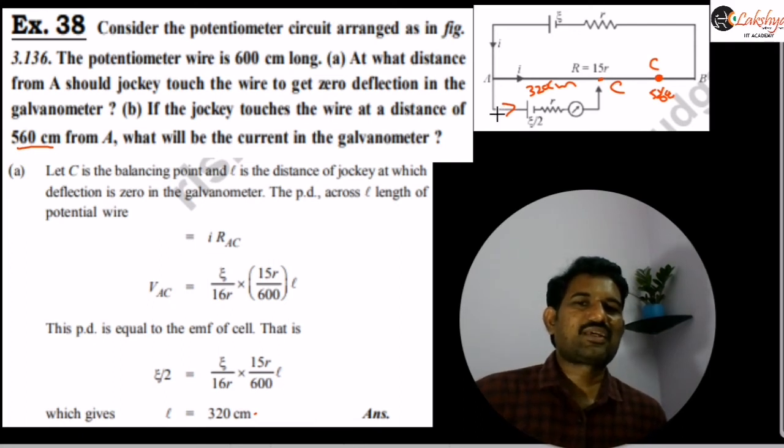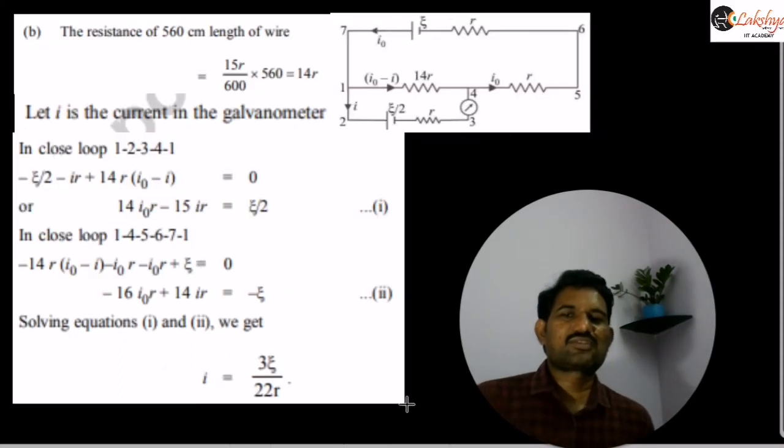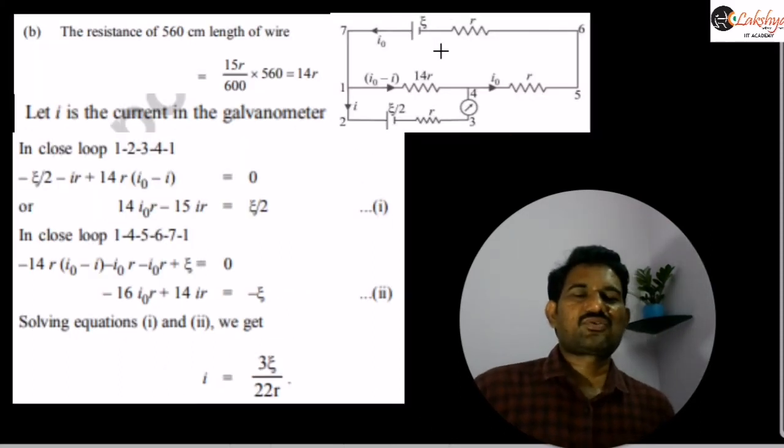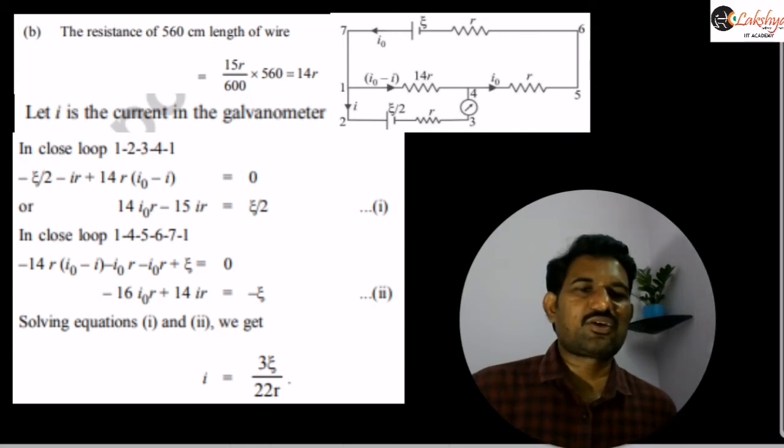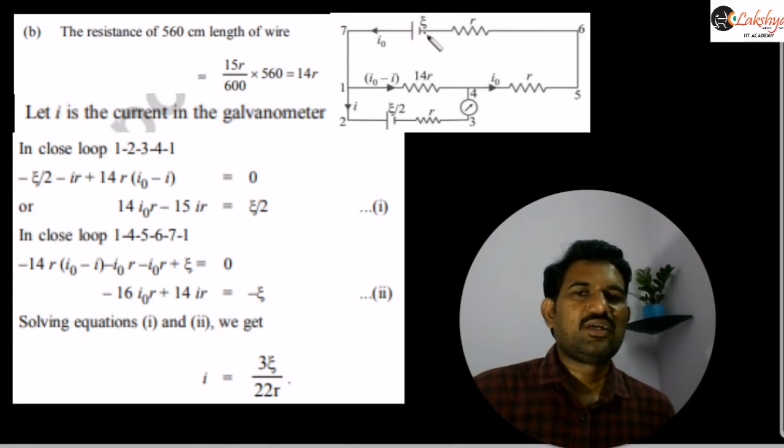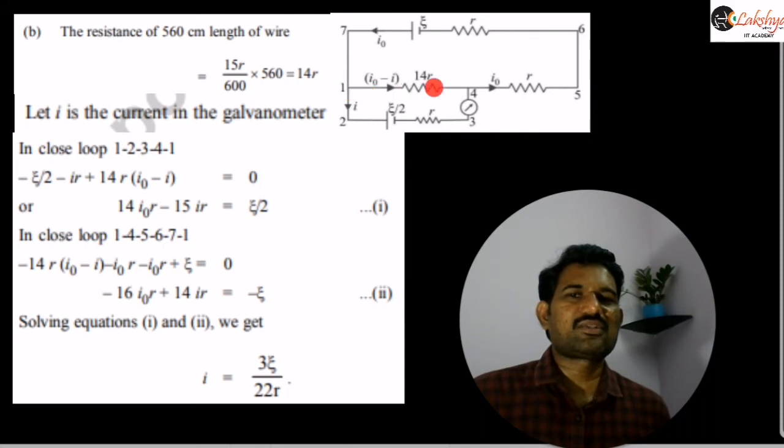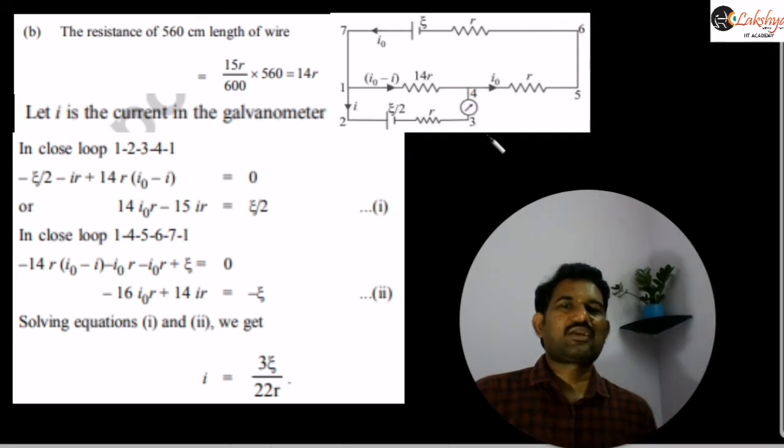Now they are asking how much current is flowing here. Just apply Kirchhoff's law, and we can solve this. This is the current distribution we are assuming to apply Kirchhoff's law. Observe this: I is the current in the primary circuit, from the primary cell. Out of this, I naught is the current flowing in this direction. So the remaining current, I minus I naught, will flow through this part here. These two will join here, so the total current I naught is flowing here.